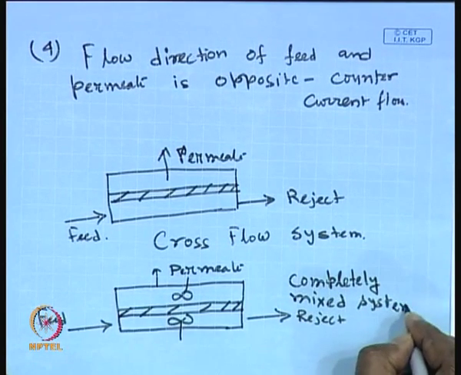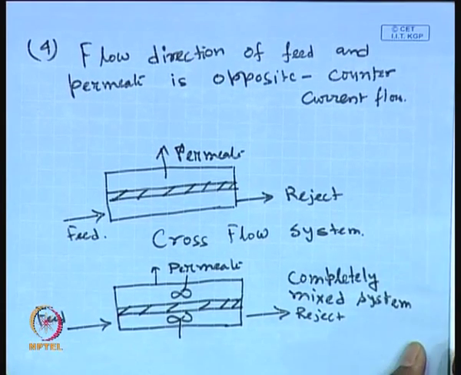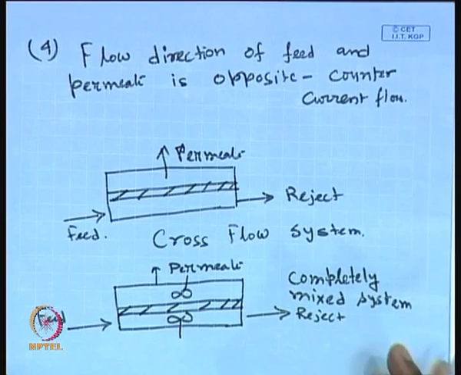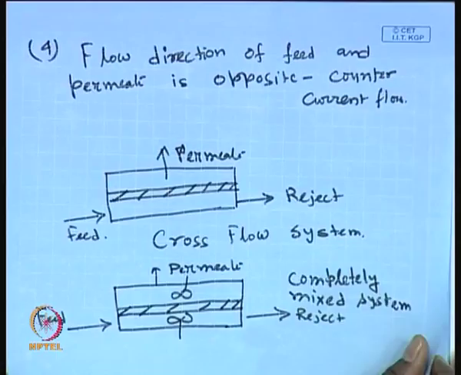Completely mixed system. On the other hand, next two will be, if you do not have the stirrer or something like that, if you use a carrier gas or a neutral or non-reactive gas, so that the permeate will be taken out in a flowing stream, then it is called a co-current or counter current, depending on the direction of the flow of the permeate and direction of the flow of the feed.